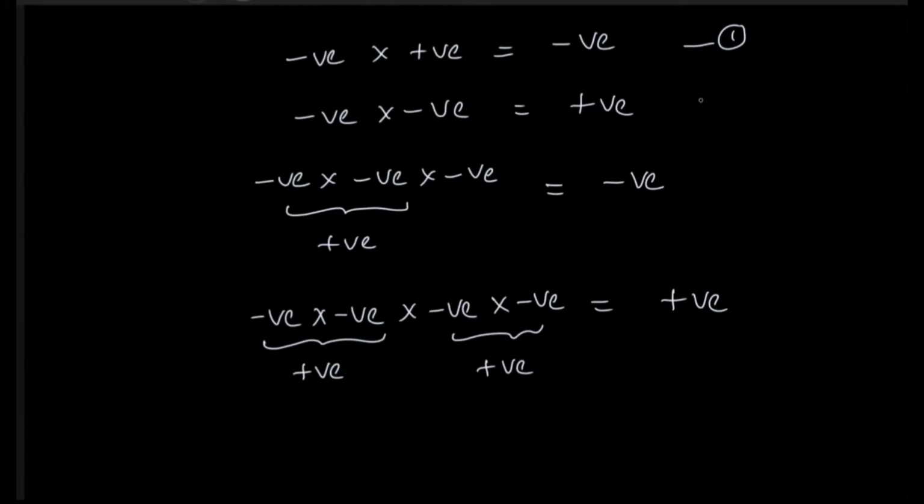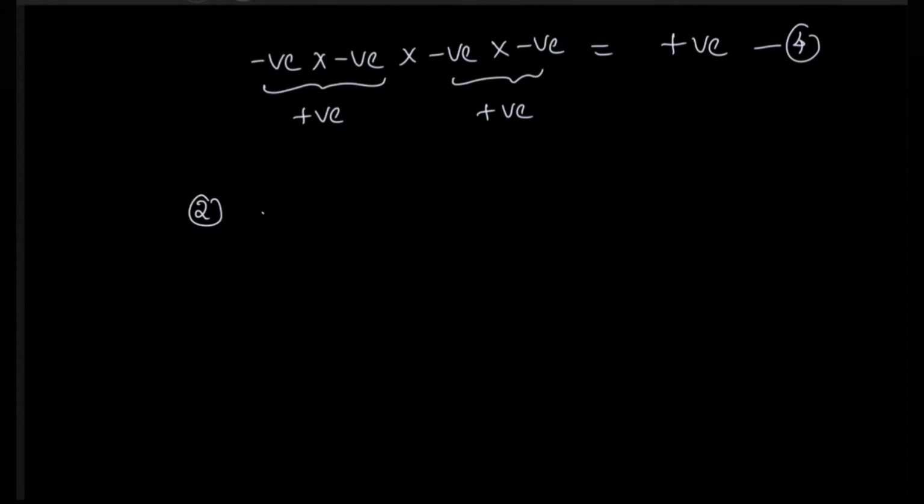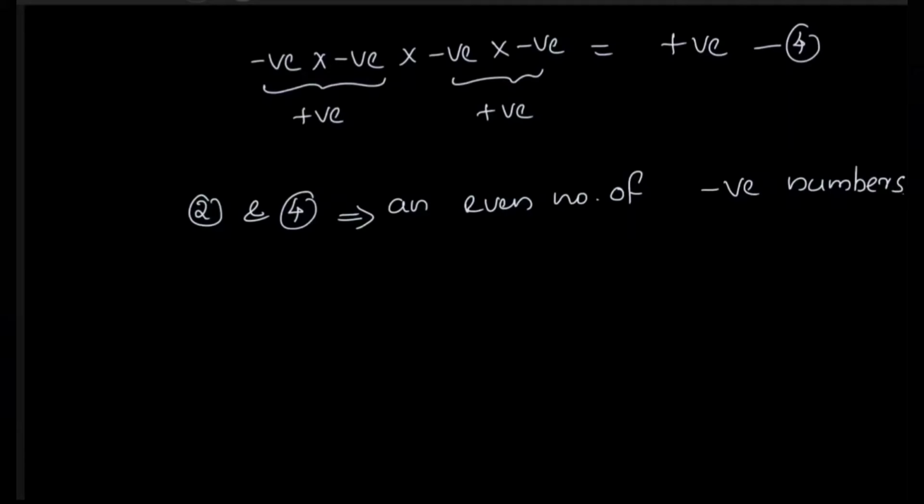From equation 2, this is 3 and this is 4. From equations 2 and 4, it is proved that an even number of negative numbers multiplied together gives a positive integer.